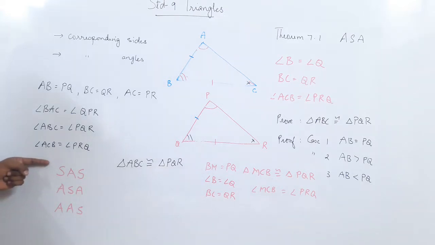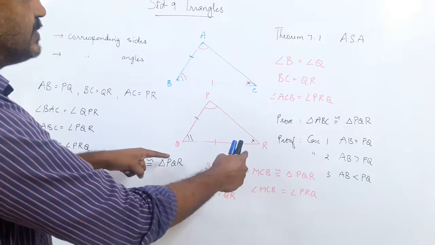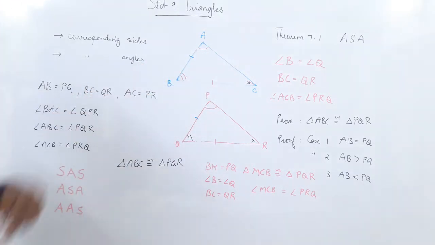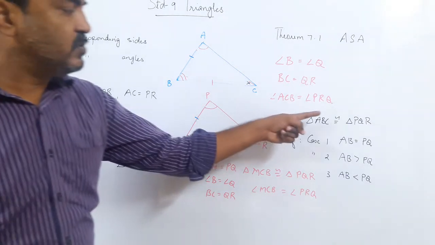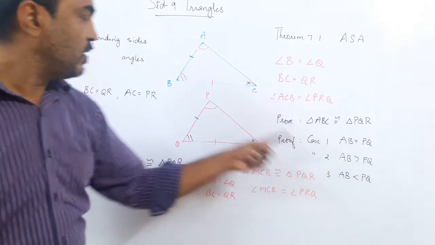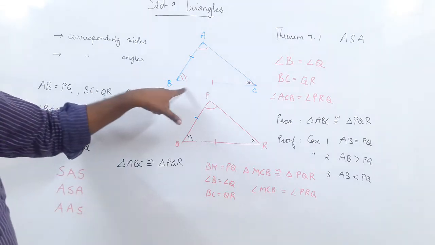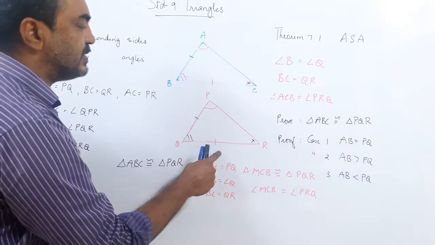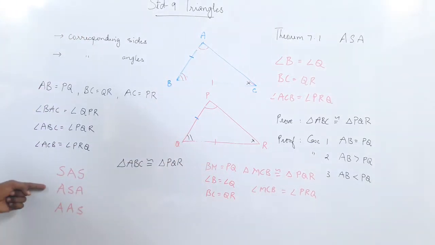Remember this, we have done SAS. SAS is an axiom which says if in two triangles, two corresponding sides are equal and the included angle is equal, the two triangles are congruent. ASA was a theorem which we proved yesterday. It states what? If two corresponding angles and the included side are equal, then the triangles are congruent.